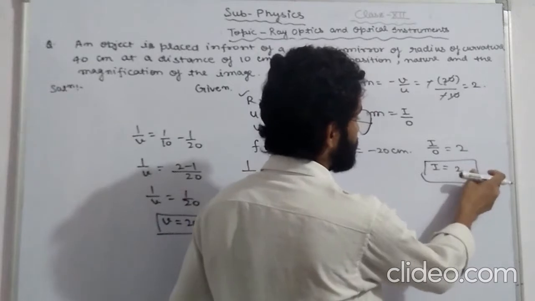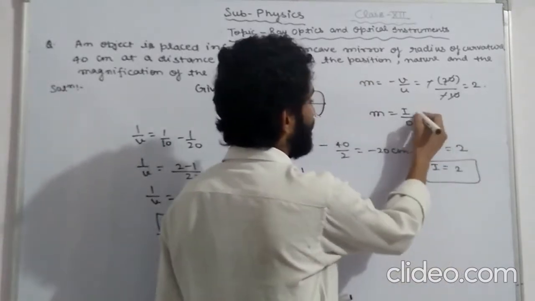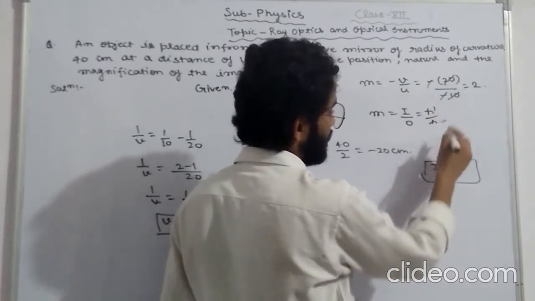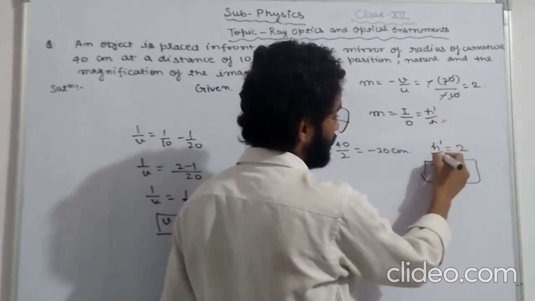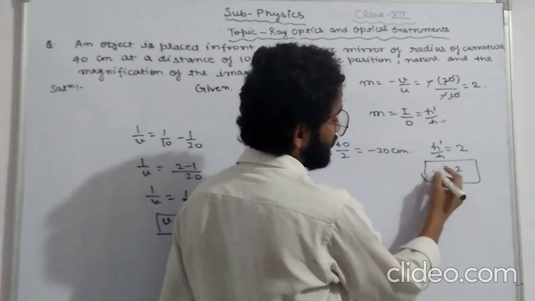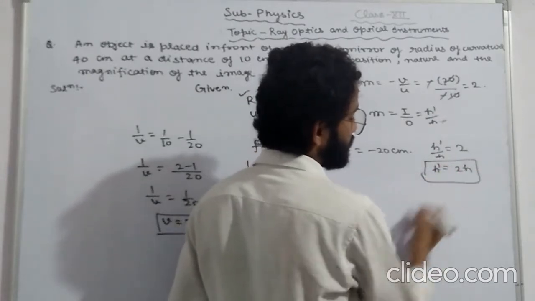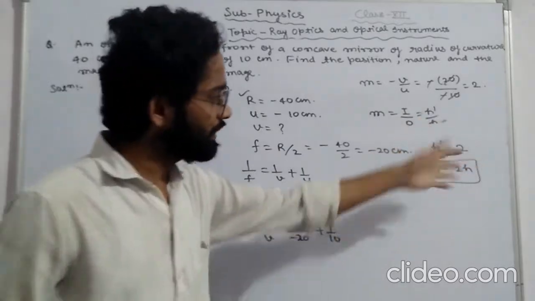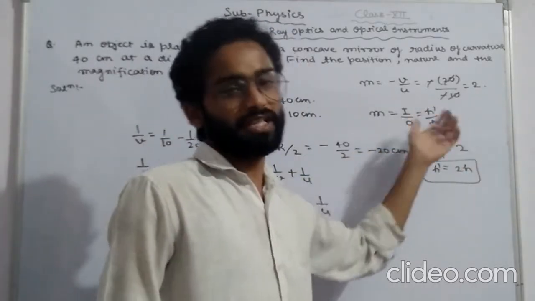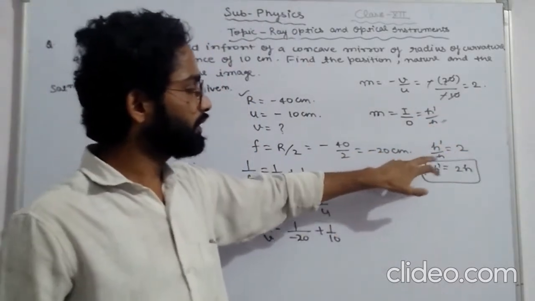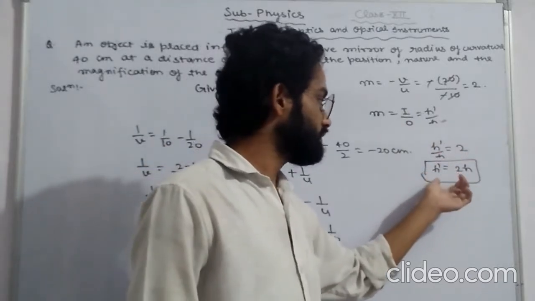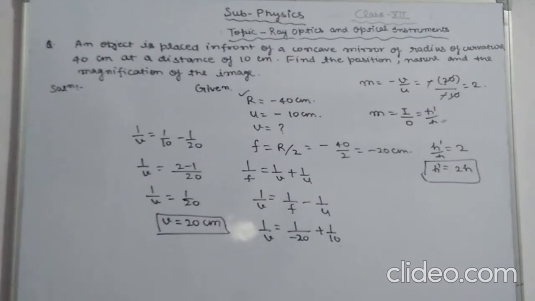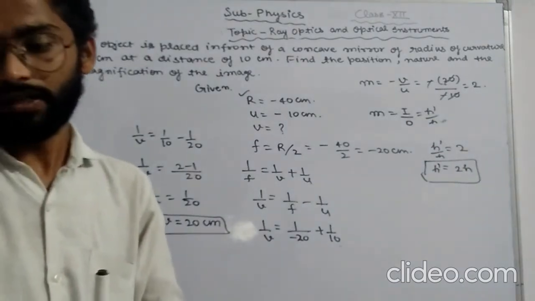Actually, I should write h dash upon h, then it would be more clear, because that O seems to be 0. That is why I have just changed this. H dash upon h is equal to 2. That is, the size of the image is twice the size of the object.